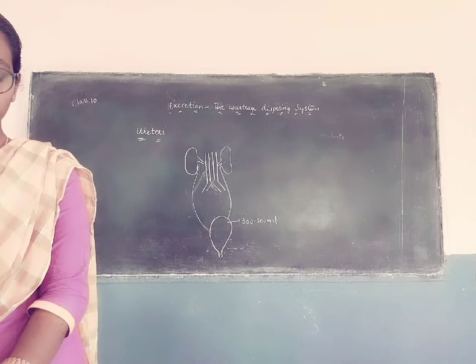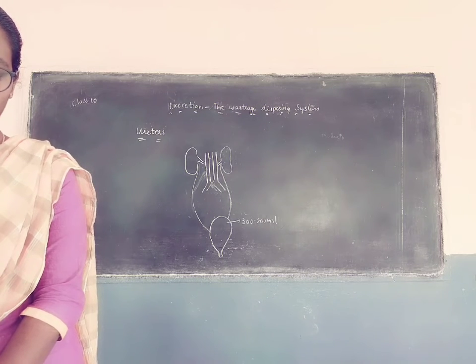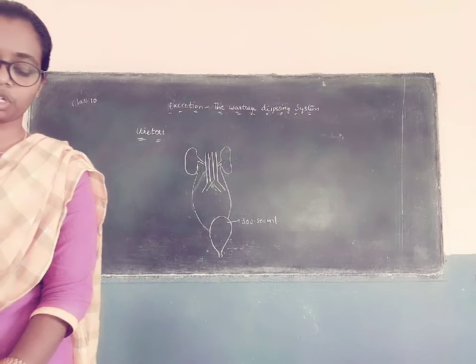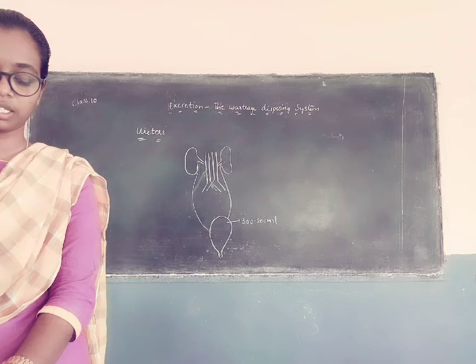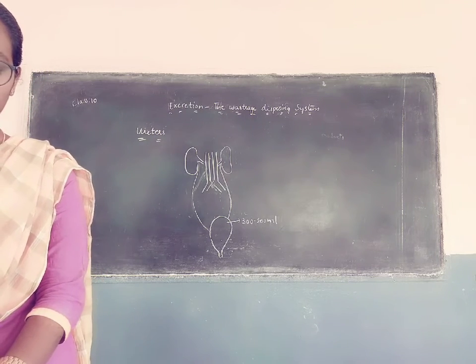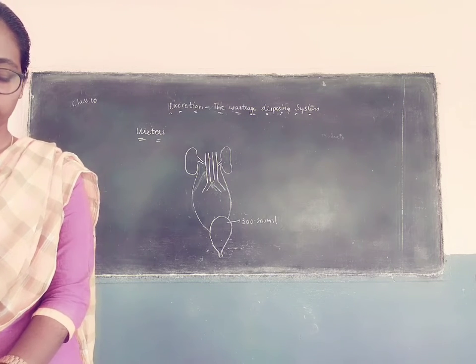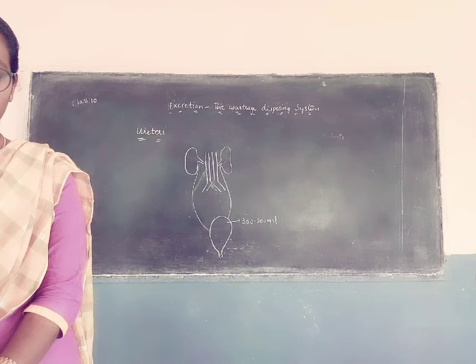Okay, next one was urethra. It is a tube that takes urine from urinary bladder to outside. The opening of urinary bladder into urethra is guarded by a ring of muscles or sphincter. Urethra is 4 cm long in females and about 20 cm long in males. Its opening is separate in females, but it is common with the reproductive tract in males.